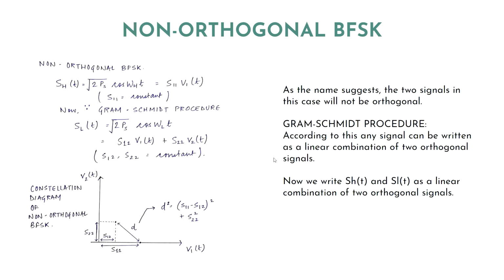Now next, let us proceed to the non-orthogonal BFSK. As we saw in the previous case, the two signals were orthogonal. In this case, the signals are not orthogonal.